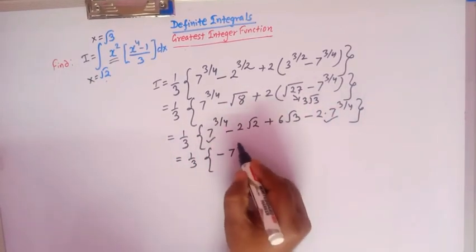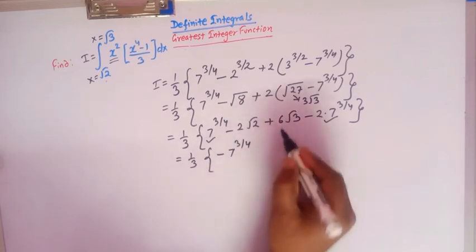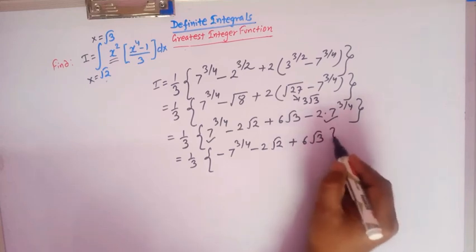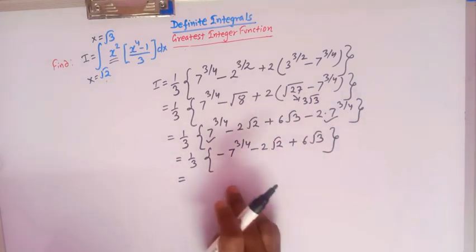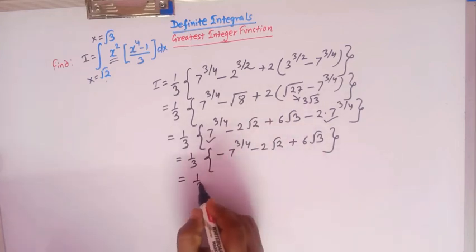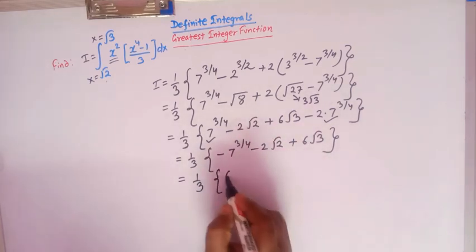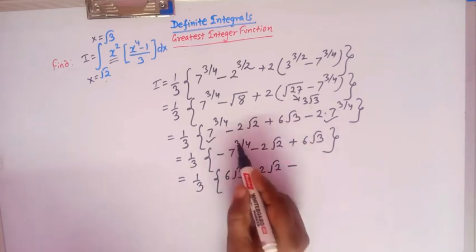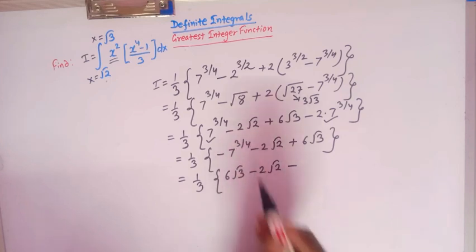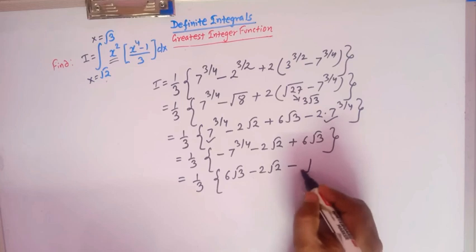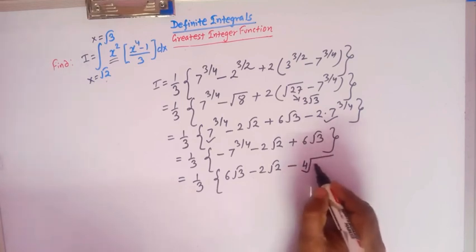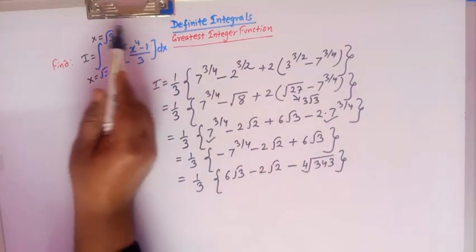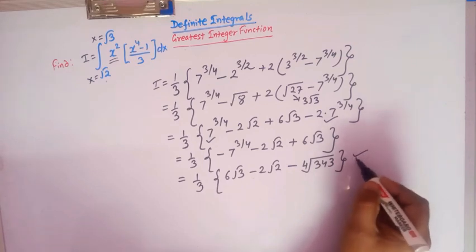So we have minus 7 raised to 3 over 4, and we have minus 2 root 2 plus 6 root 3, right? So now we can write this expression as 1 over 3, and this is 6 root 3, this is minus 2 root 2, and here 7 raised to 3 by 4 can be written as the fourth root of 343, right? So viewers, the value of this integral is given by this expression.